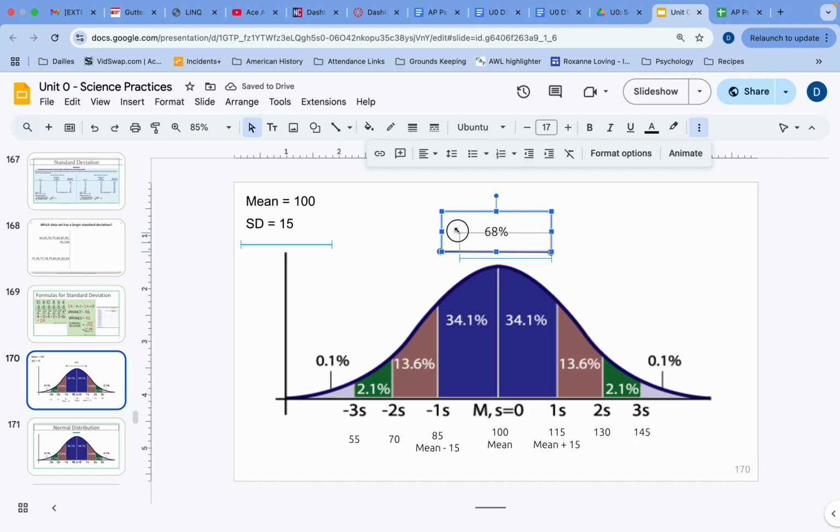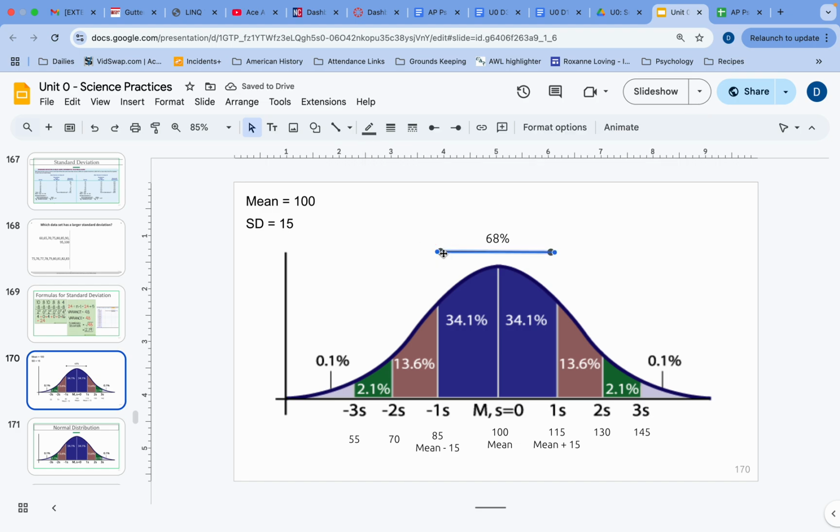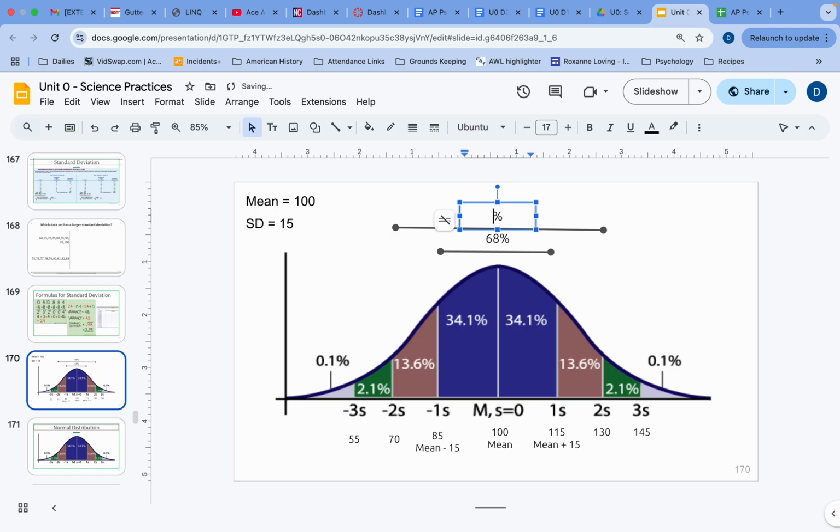Now, it's not always going to be 1 standard deviation. It could be something else. Now, what if they ask you what percentage of the population scores between two standard deviations of the mean, or between a 70 and a 130? Well, it's not going to be 68% anymore. Now we're all the way up to 95%.